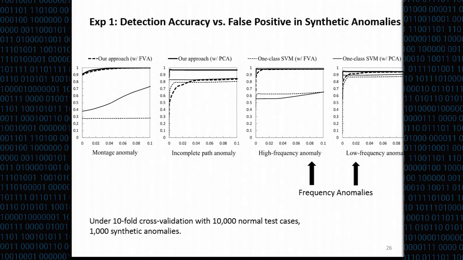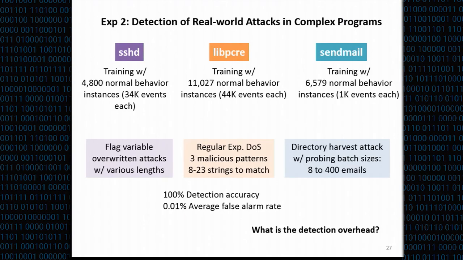The bold dotted lines and solid lines are our algorithms, which detect better than the traditional classification algorithms. Okay, and here are some results detecting real-world reproduced attacks, and we have a pretty good detection rate with a very low false positive rate. The false positive rate is computed by the cross validation we have.